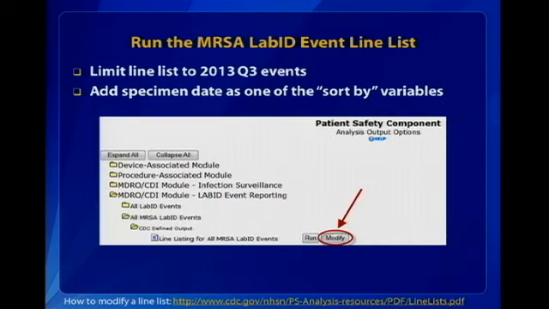So we want to check event level data in this case, and so we're going to run a MRSA lab ID line list. You want to modify this line list and add specimen date as one of the sort by variables. This will again help you identify any patients that had duplicate events that will be taken out of the SIR.